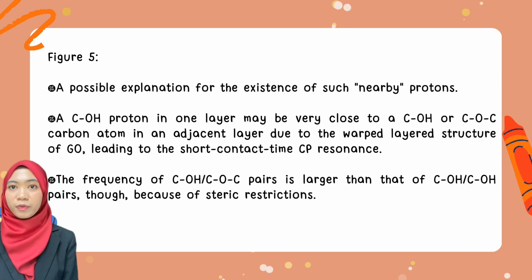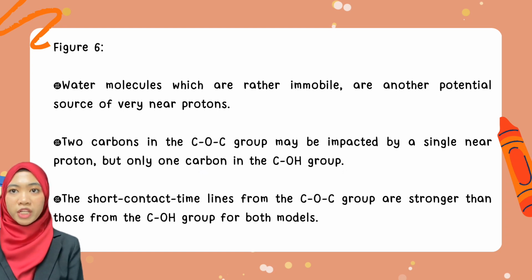Figure 5 provides a possible explanation for the existence of such nearby protons. A COH proton in one layer may be very close to a COH or COC carbon atom in an adjacent layer due to the warped layered structure of GO, leading to the short contact time CP resonance. The frequency of COH/COC pairs is larger than that of COH/COH pairs, though, because of steric restrictions. Figure 6 shows water molecules, which are rather immobile, are another potential source of very near protons.